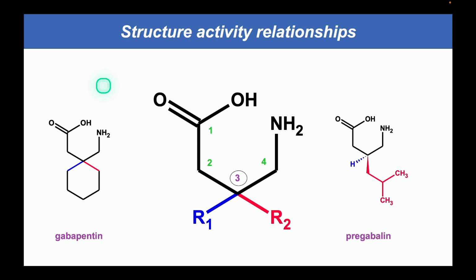Regarding its structure-activity relationships, we can visualize the structure of GABA substituted in its 3 position as a pharmacophore. The substitution at position 3 was originally intended to provide lipophilic groups that could cross the blood-brain barrier since GABA cannot do so.